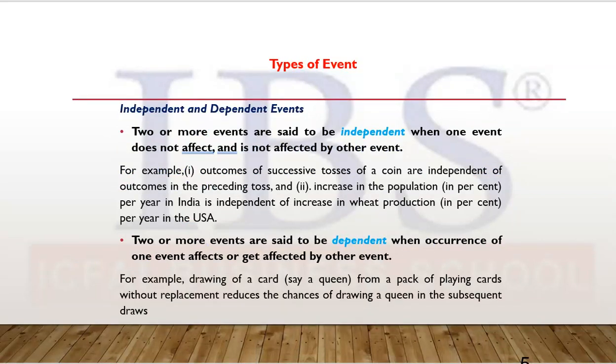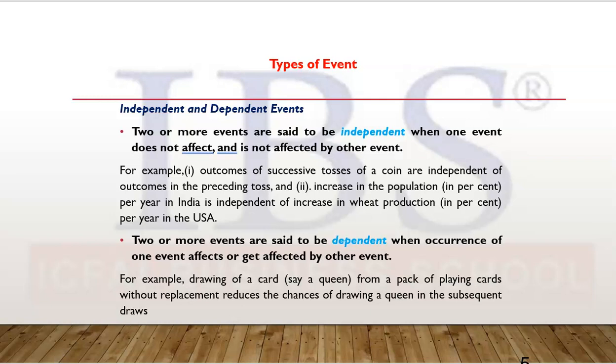Independent and dependent events. Independent events are those where the occurring of one does not affect the occurring of the other. When you throw two coins, whatever is the outcome of one, whether it's head or tail, it is not going to affect the outcome of the second coin. Now take an example: the percentage increase in population in India is independent of the increase in wheat production. There is no relation. So all those events which are not related to each other are independent.